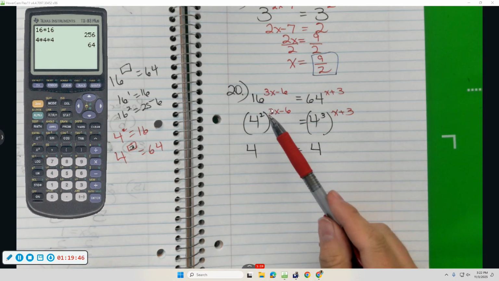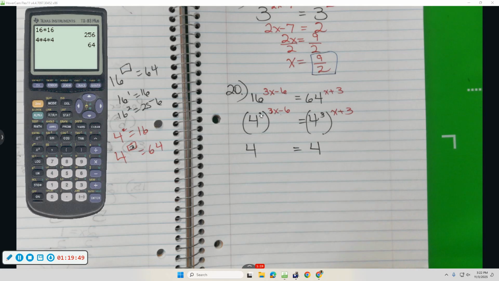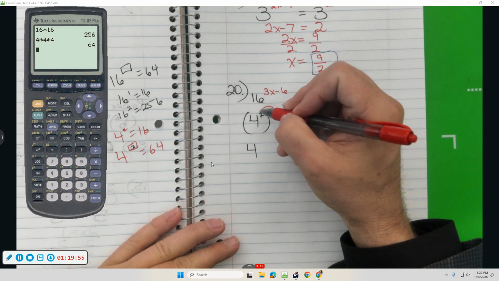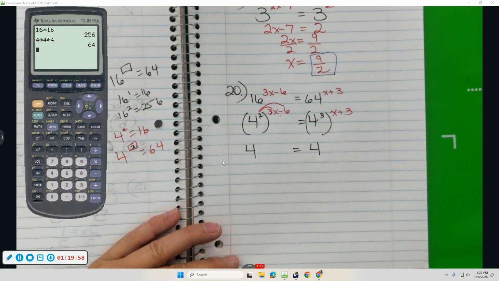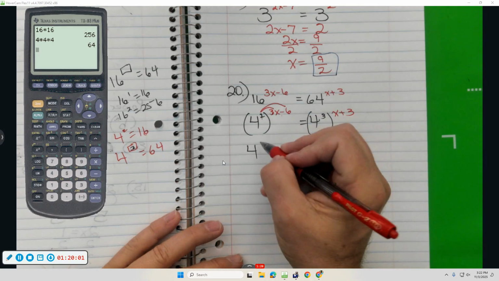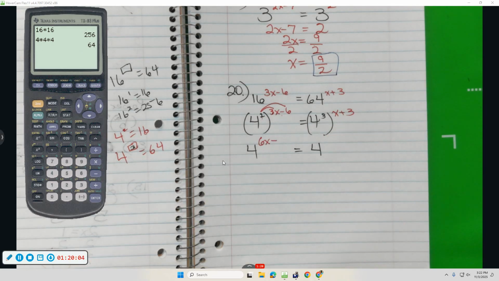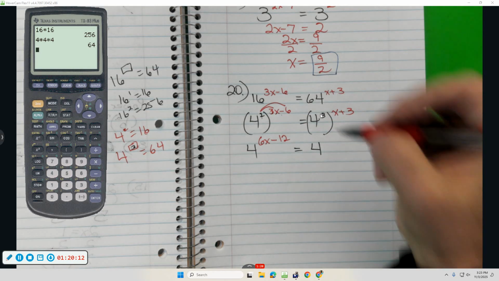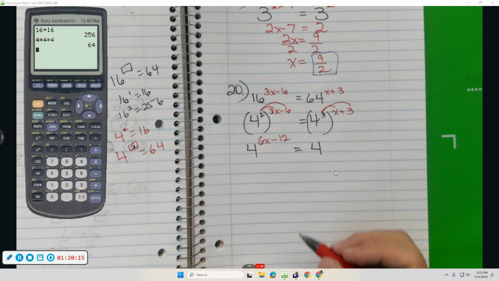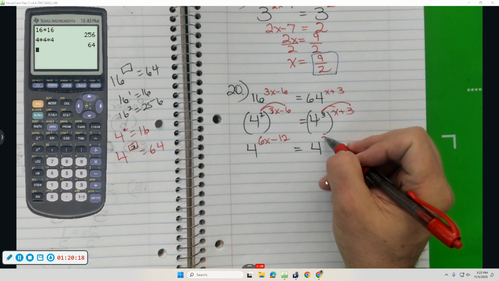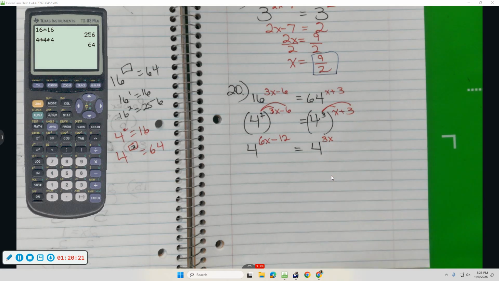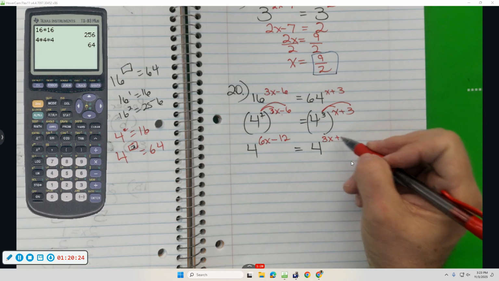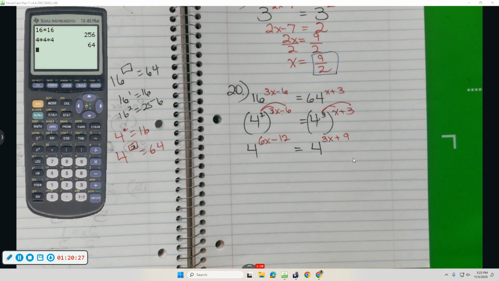What are you going to do when you take 2 times 3x minus 6? We're going to have to distribute. So multiply by 2, multiply by 2. 2 times 3x gives me a 6x minus 2 times 6 gave me the 12. What am I going to have here? We're going to have to distribute again to give me 3x. 3 times x is 3x plus 9. 3 times 3 is 9.